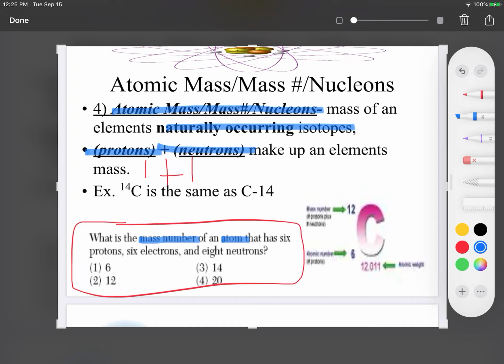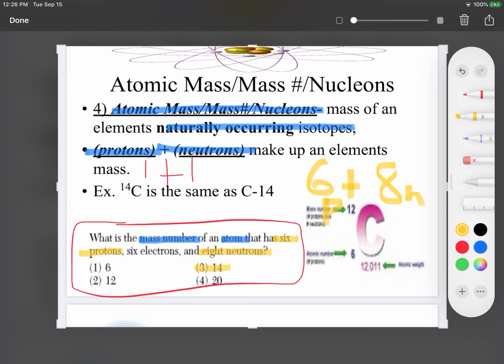Okay, we're back. So what matters here is the number of protons, which is 6, plus, that's right, 6 protons plus 8 neutrons. Again, electrons do not have a mass. So what's 6 plus 8? Well, 6 plus 8 will give me 14.